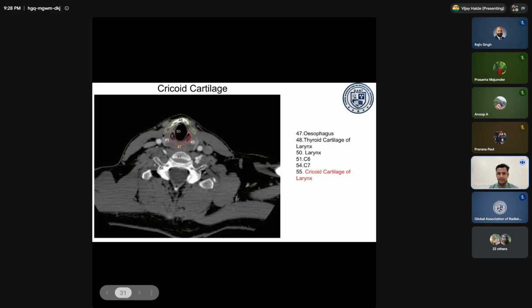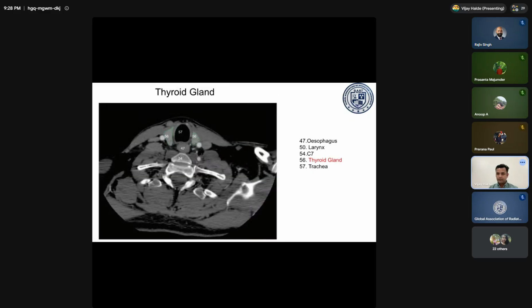So inferiorly, the airway continues as the trachea, which will become visible in the next few slides. The esophagus lies posterior to the trachea. So the thyroid gland will start from here. These are shown by the green color, number 56. Understanding the lower neck anatomy is very essential for treating thyroid malignancies or the supraclavicular nodal region. The trachea is an excellent internal anatomical landmark during the CBCT because of the air-filled appearance. So the C7 vertebra serves as an important bony landmark during image matching.